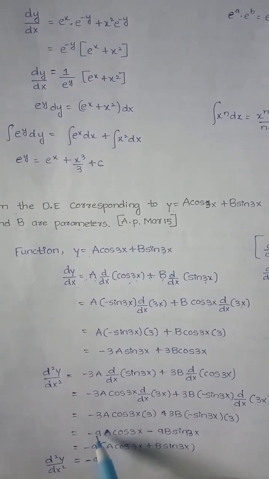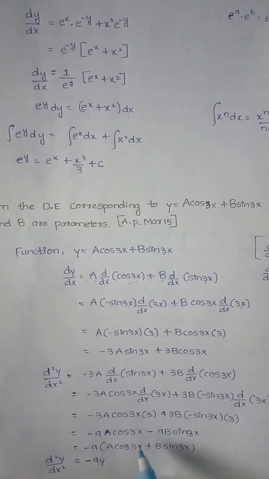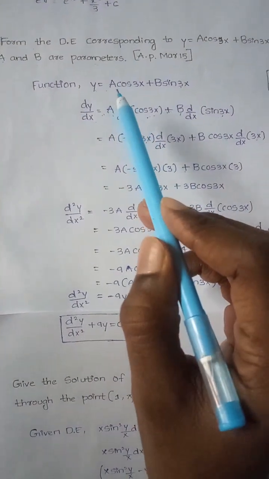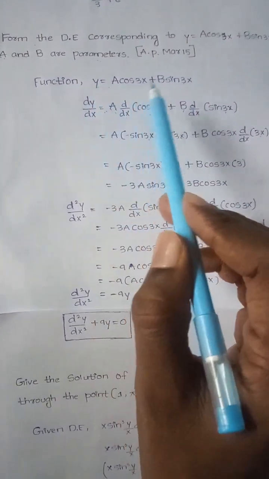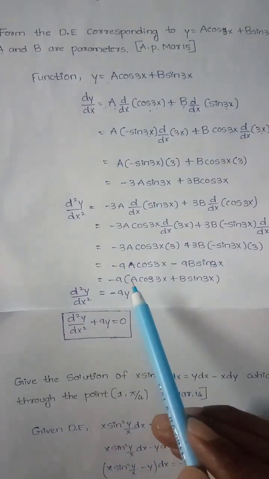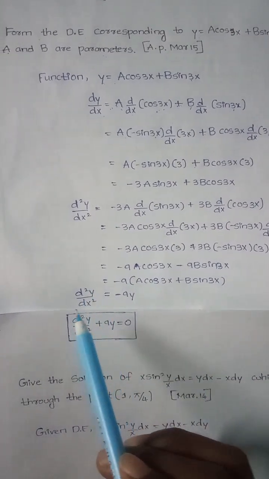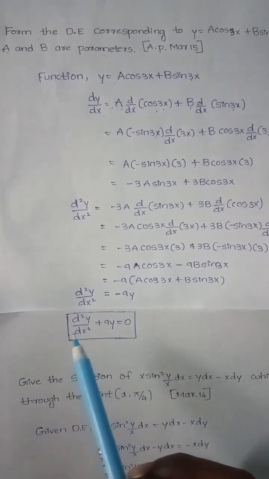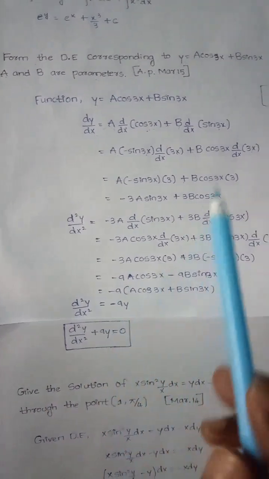Now taking minus 9 common, we get minus 9 of (a cos 3x plus b sin 3x). And we have the function a cos 3x plus b sin 3x equals y. Therefore, substituting this y in place of a cos 3x plus b sin 3x, we get d square y by dx square is equals to minus 9 into y, that is d square y by dx square plus 9y equals 0. This is the required differential equation for the given function.